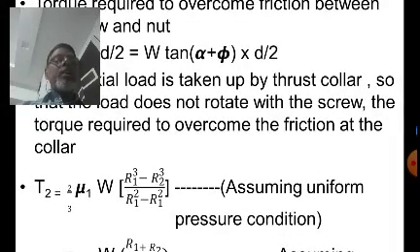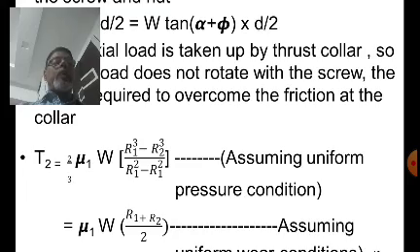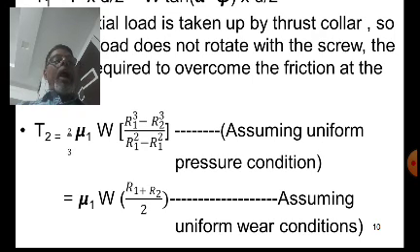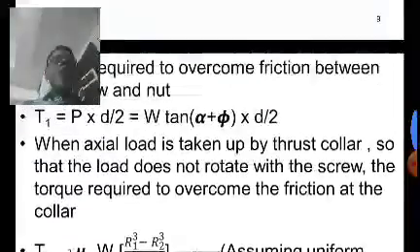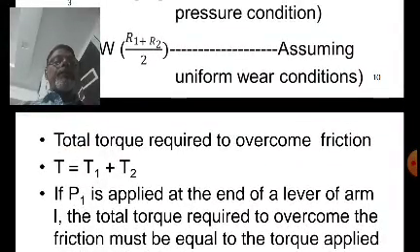According to the uniform pressure condition, the mean radius is 2 by 3 into (R1 cube minus R2 cube) divided by (R1 square minus R2 square), not R1 square, it is R2 square. And if it is the uniform wear theory, then the torque is mu into W into R, but that R is the mean radius, and that mean radius is (R1 plus R2) divided by 2, right? So by this you can find out T2. So you will get T1 and then T2. So T1 plus T2, that is the total torque, right?